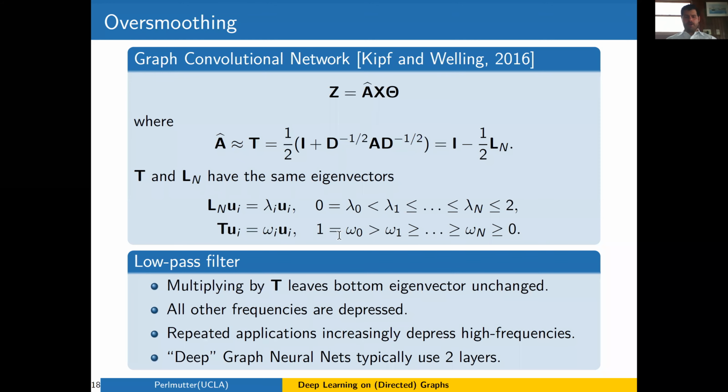In other words, what this means is that multiplying by T leaves the bottom eigenvector, which, depending on which Laplacian you're going to use, is either a constant signal or a direct function of the degree, unchanged, and all other higher frequency information is going to be depressed. And so if you tried to build a really deep network, you'd be depressing this high frequency information more and more at every step. And partially for this reason, so-called deep networks on graphs typically only use 2 layers, because if you build a network too deep, you're going to completely destroy all high frequency information.